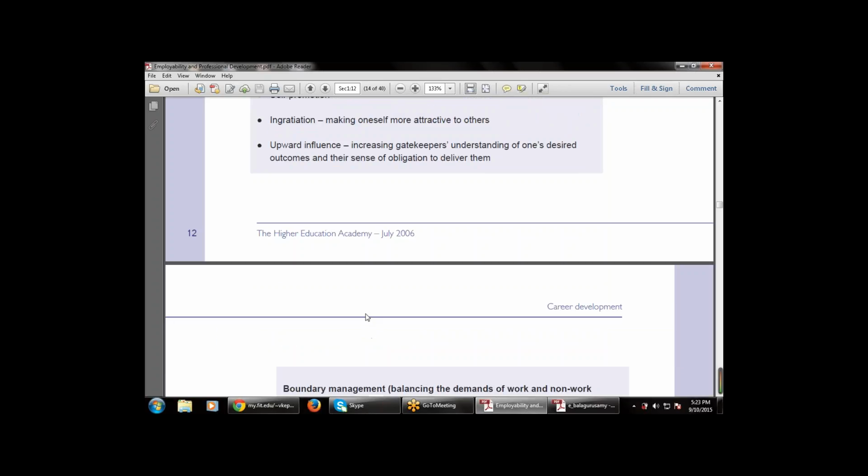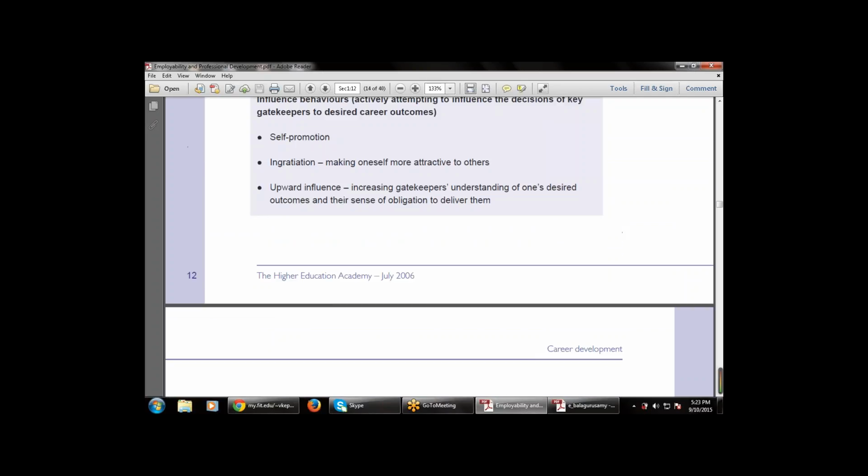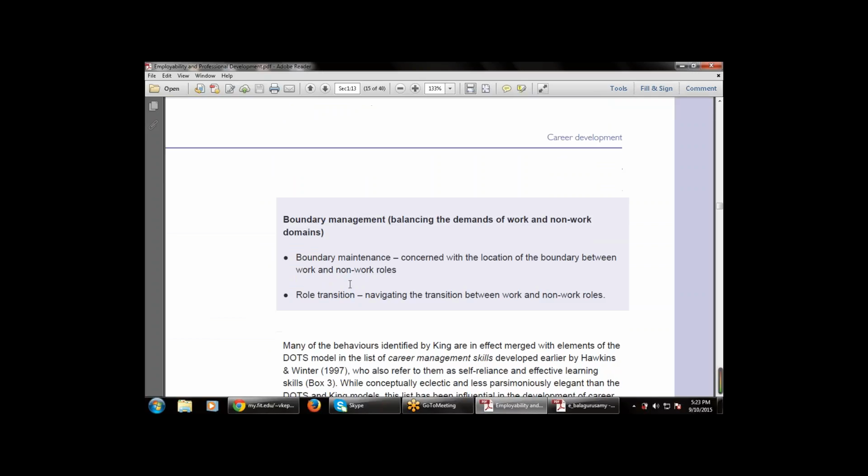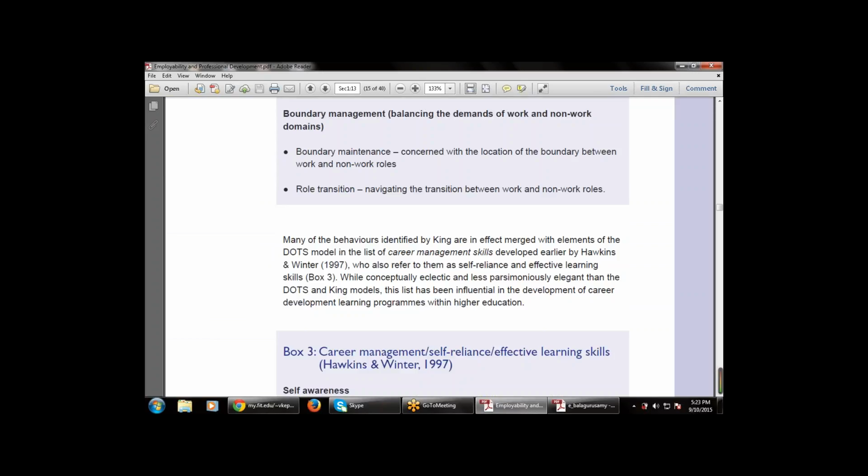Then next is boundary management. That is balancing the demands of the work and non-work domains, that is, what the various demands are and how to manage the work and non-work domains. That includes boundary maintenance and role transition. Boundary maintenance is concerned with the location of the boundary between work and non-work.